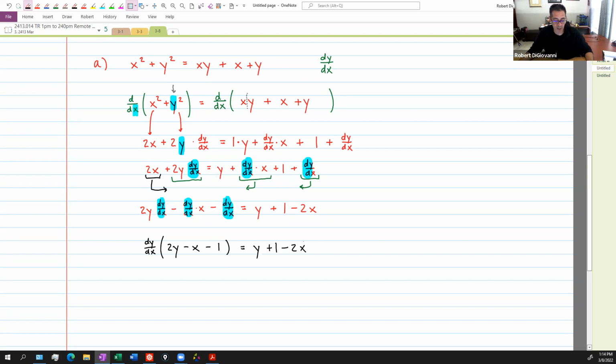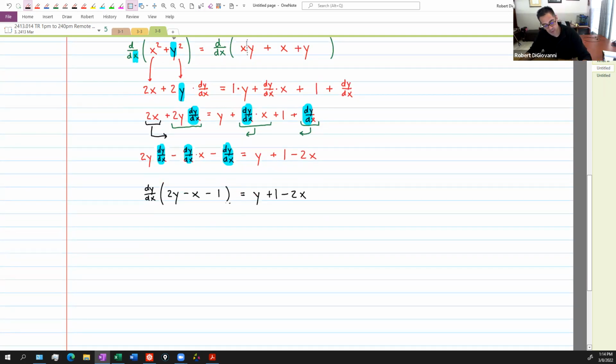And then your final step is to divide both sides by everything in parentheses, because that will get rid of it on the left side and it will get the dy dx isolated by itself. Actually, you don't really need parentheses here because the long division bar implies that they're separated, but it goes away here and you get dy dx equals y plus 1 minus 2x over 2y minus x minus 1.